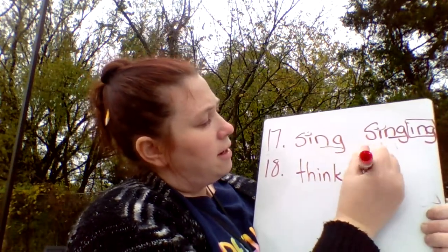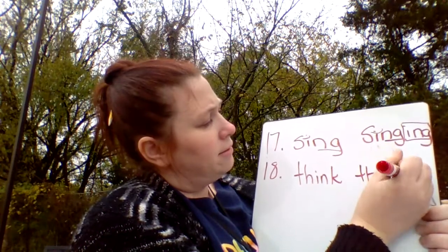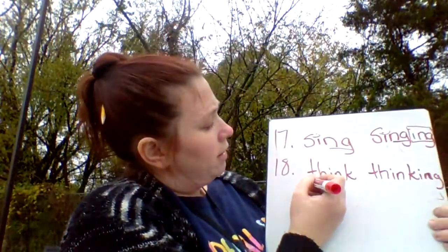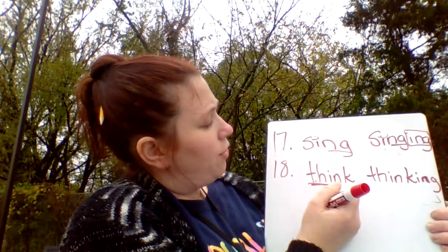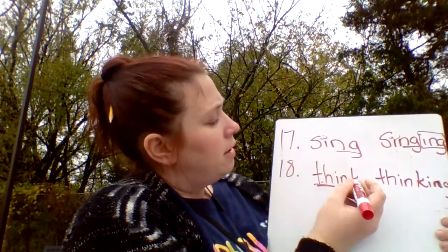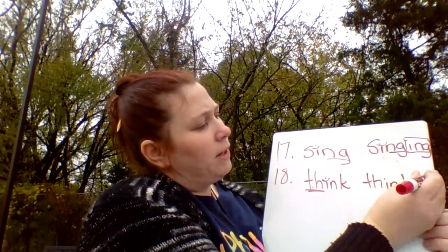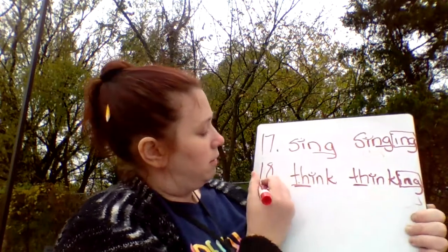Number 18, think. And then thinking. All right. So here we have the digraph th, think. It doesn't get the line because it's not the voiced one. And then we just get a breve. So then over here we're going to box off our suffix ing, underline our digraph, and it gets the breve because we have vowel consonant.